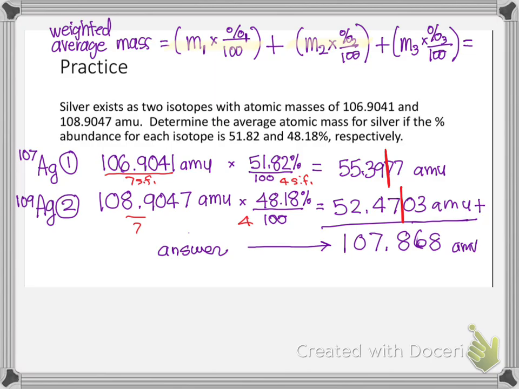Now, when you add, you don't do total significant figures. You do the most precise. So in this case, you can think of how many places past the decimal. And both of these go 2 past the decimal. So I'm going to keep 1, 2, and I'm going to round there. So the answer I want to report to you is 107.87 AMU, and this is for silver.